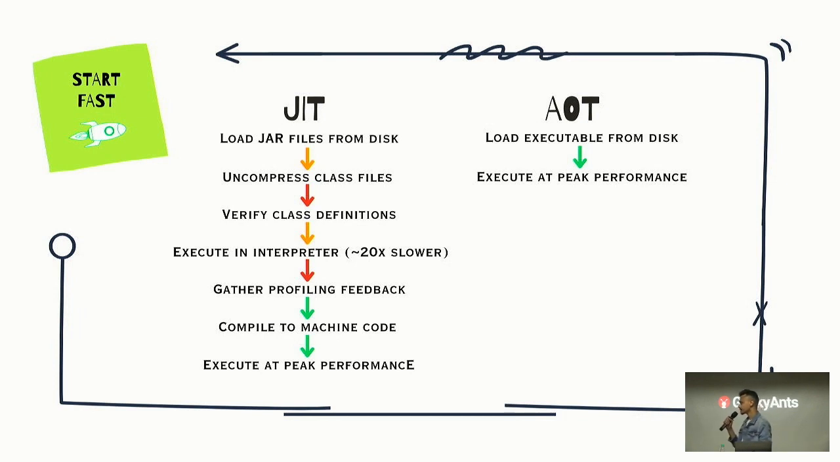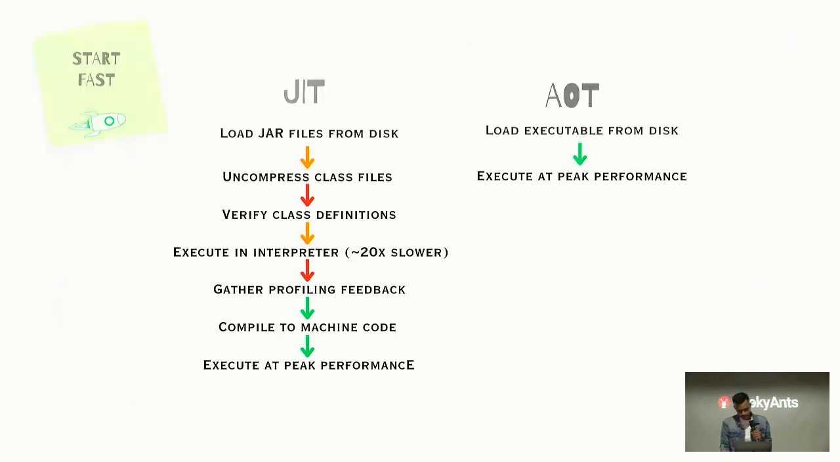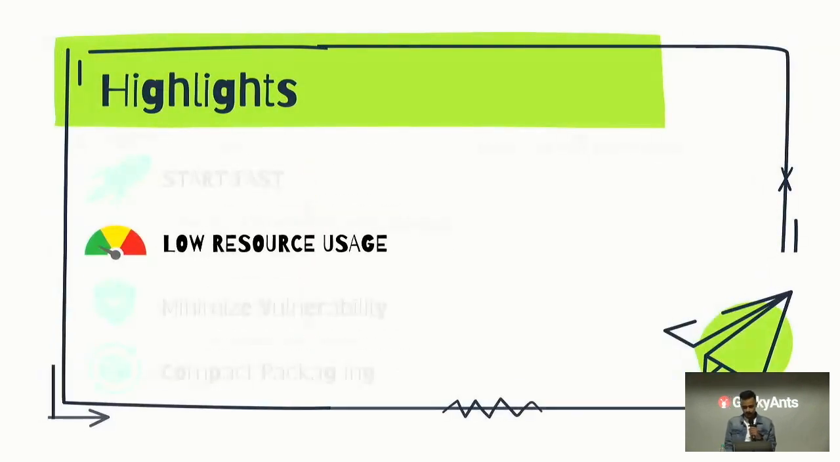And next, it will gather profiling feedback, then compile to machine code, and finally, it will execute at peak performance. But if you see the AOT compiler here, it will just load the executable from disk, and start executing at peak performance. So that was all about the fast startup, and it really helps to start up your application in a very short time frame.